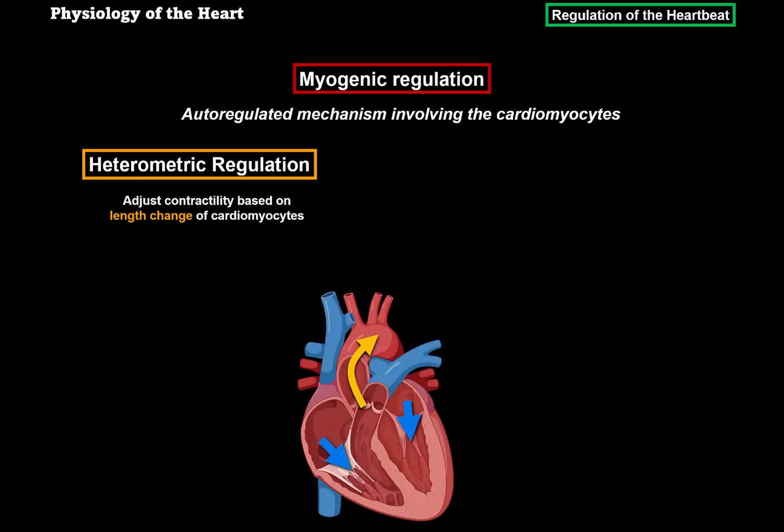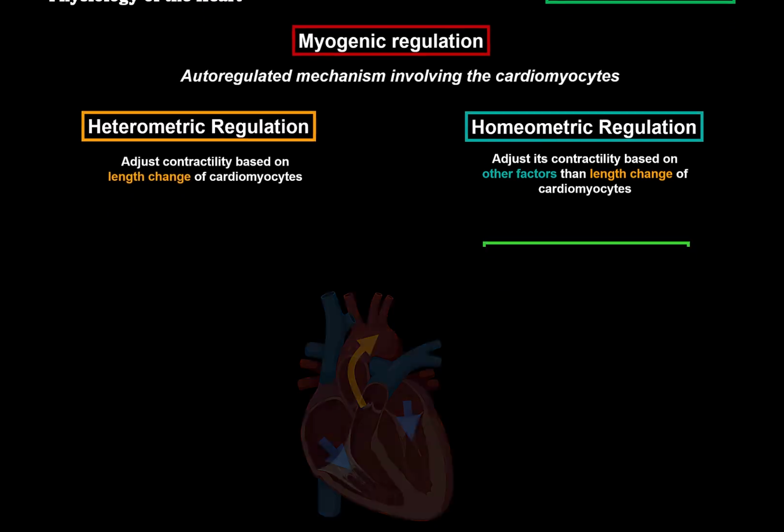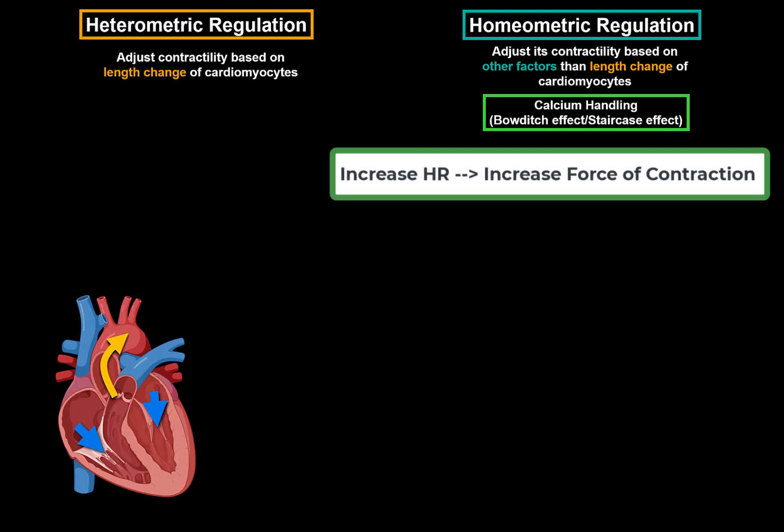The other type of myogenic regulation is the homeometric regulation, which means the heart's ability to adjust its contractility based on other factors than the length change of cardiomyocytes. One way to do this is through the different ways calcium can be handled within the cell, and it can be explained using the Bowditch effect or the staircase effect. Bowditch effect says as the heart rate increases, the force of each contraction also increases up to a certain point. And this is due to the way the cells handle calcium. Let's see how.